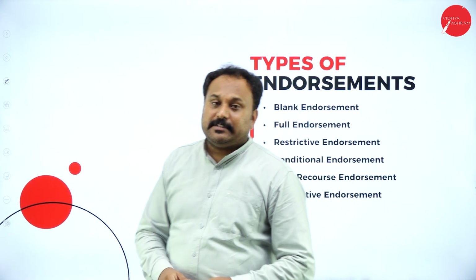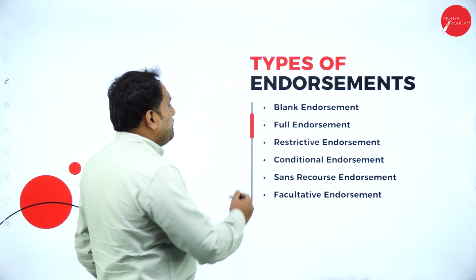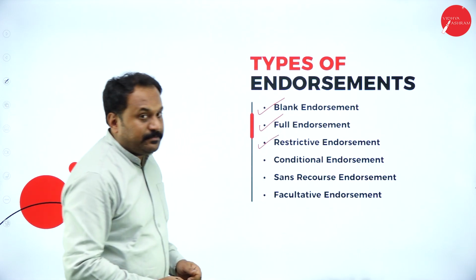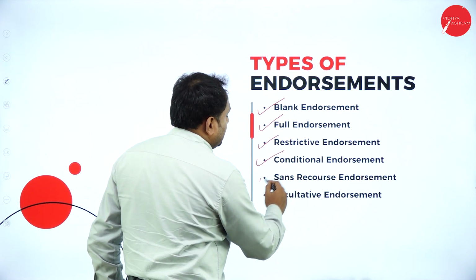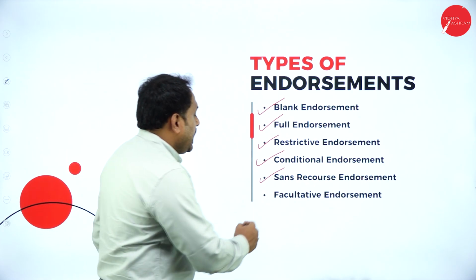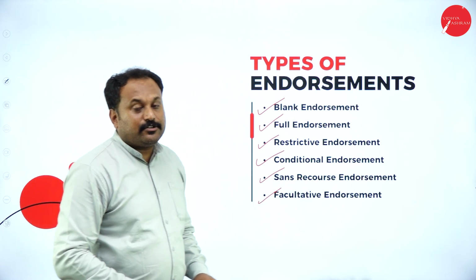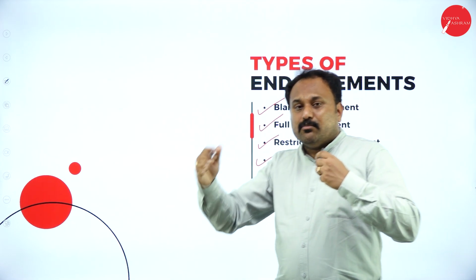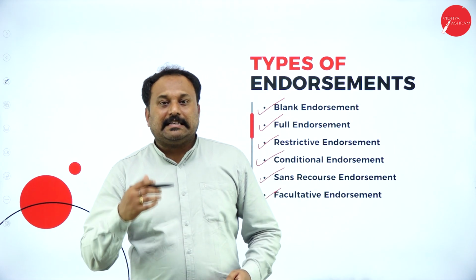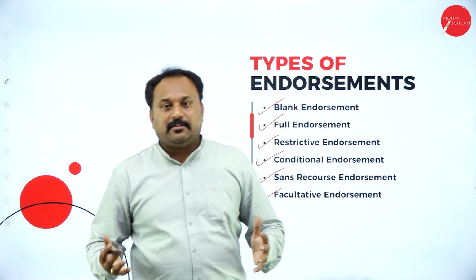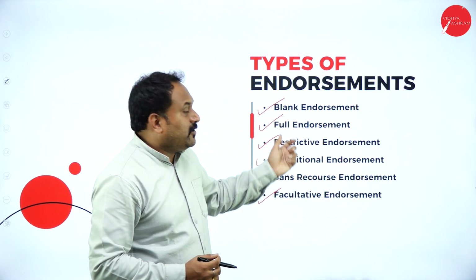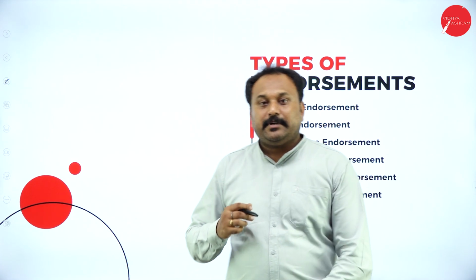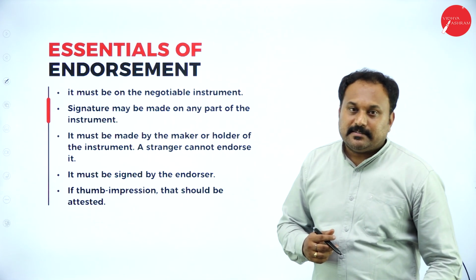So what are the types of endorsement? There are different types of endorsement. First is blank endorsement, full endorsement, restrictive endorsement, conditional endorsement, sans recourse endorsement, and facultative endorsement. So these are the types of endorsement, and in the coming sessions, we'll be explaining more about these topics. For example, in a blank endorsement, they'll not write the name. Full endorsement, they'll write completely. Restrictive endorsement, there are some restrictions in that endorsement. In the names only, you will be able to understand this.